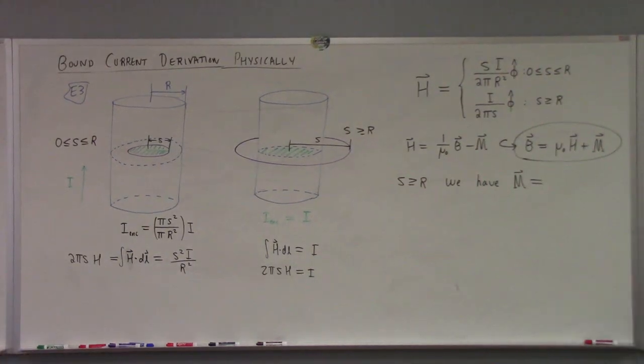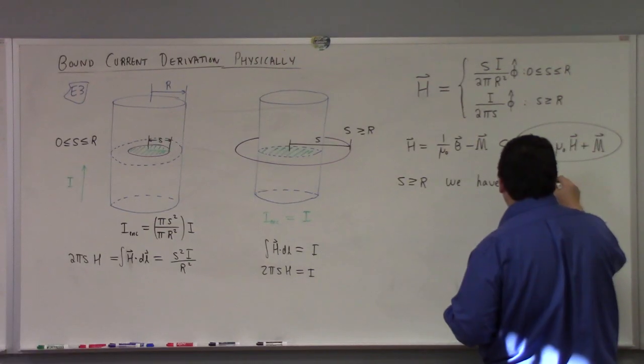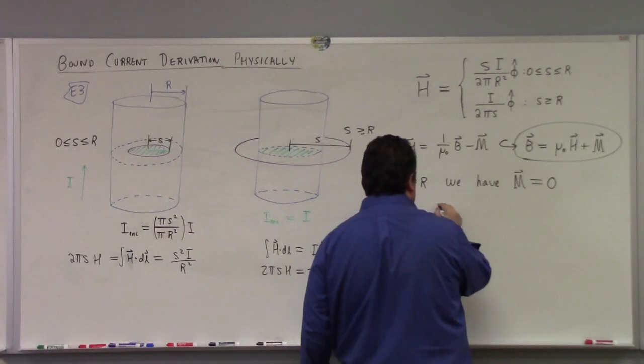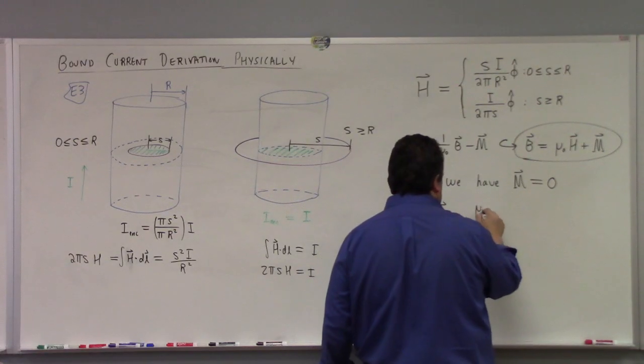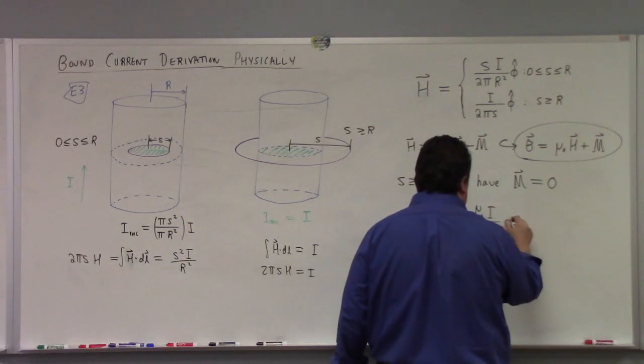Outside of that it's 0, right? Because it's free space. We always assume vacuum unless otherwise stated. So 0 out there. And so what's the magnetic field? Well, the magnetic field then is, unsurprisingly, mu naught I over 2 pi s phi hat. Of course, it had to be that, right?